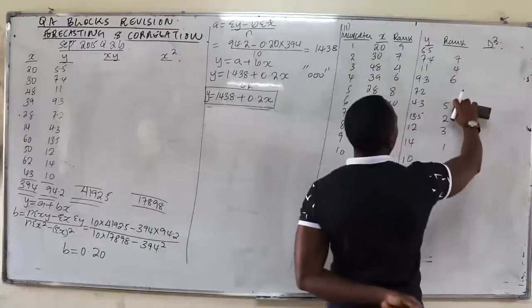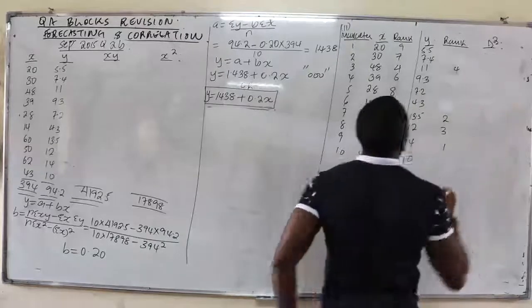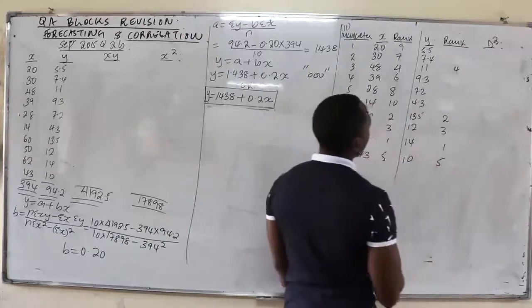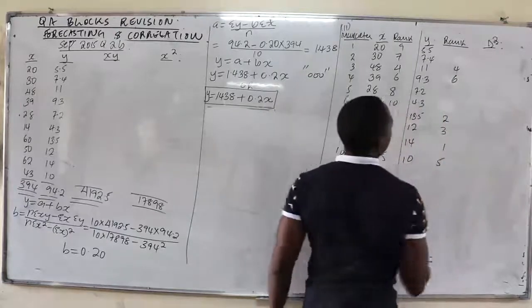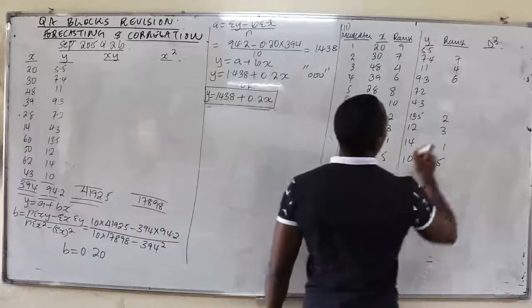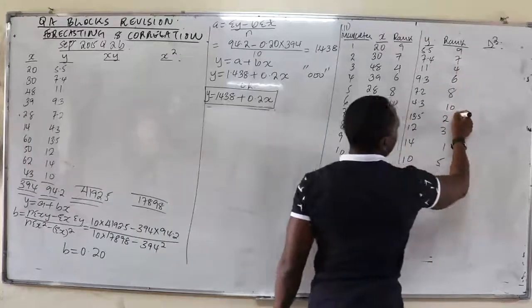Interchange here. From number 4, this was number 5, right? Number 5, number 6, number 7, number 8, number 9, number 10.